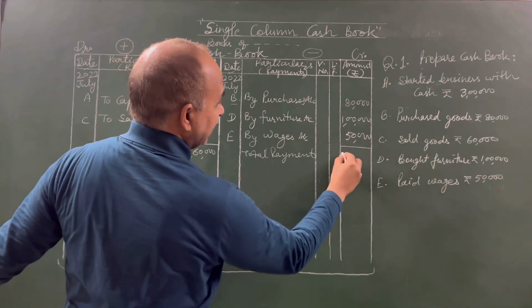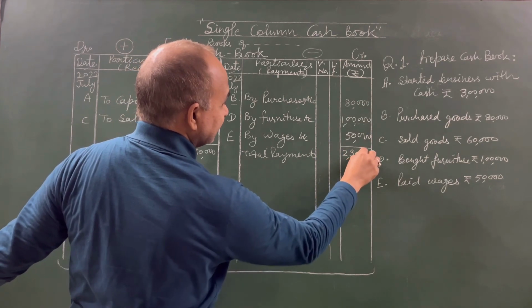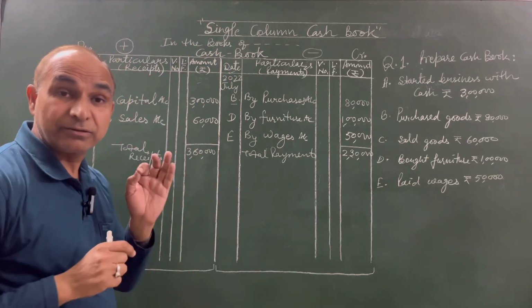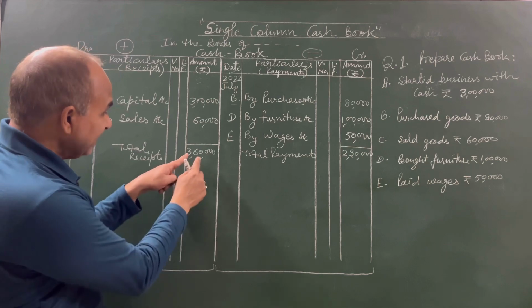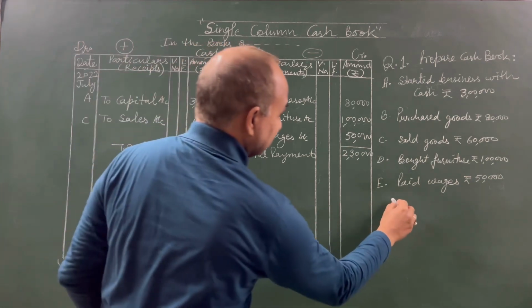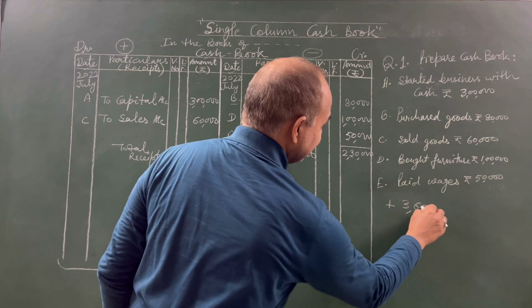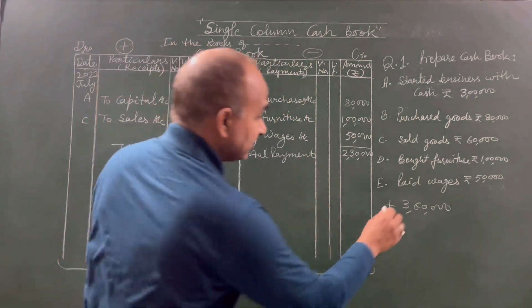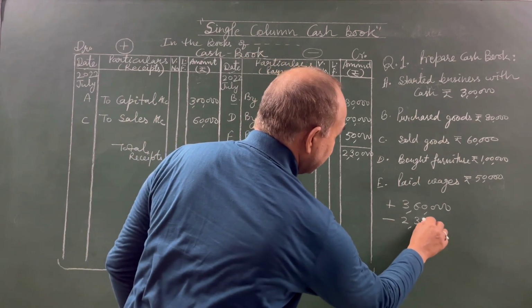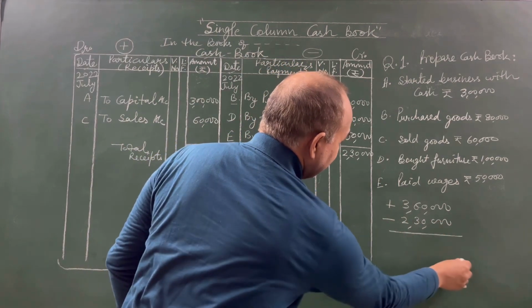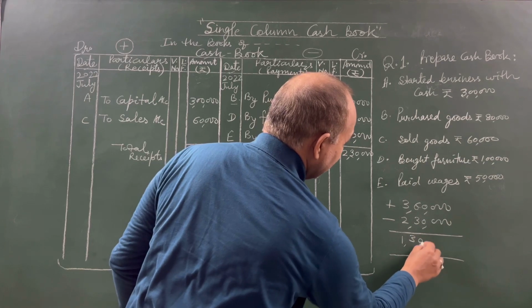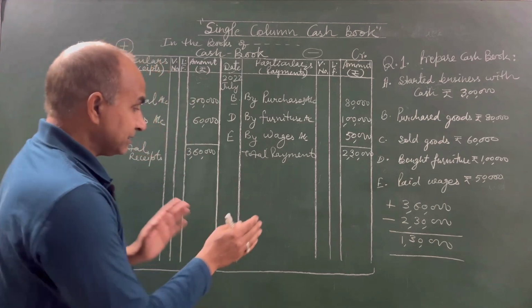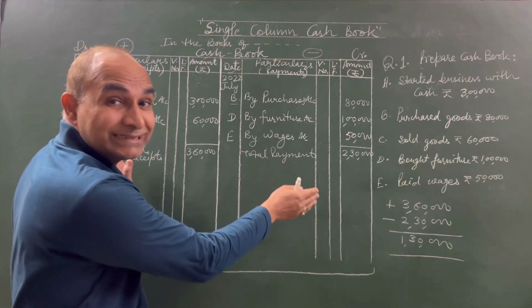On this side we have 2 lakh 30,000. Now you can understand that simply and easily. What is the closing cash balance? We have 3,60,000 receipts, and we have 2,30,000 payments. So 360 minus 230, the closing cash balance amounts to rupees 1,30,000. So at the end of the month, the cash book is equalized by balancing.